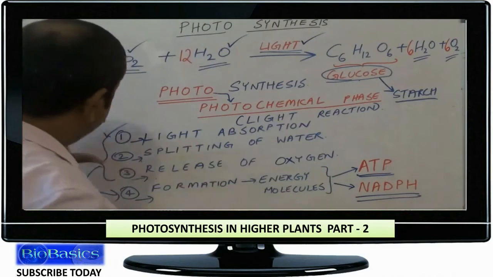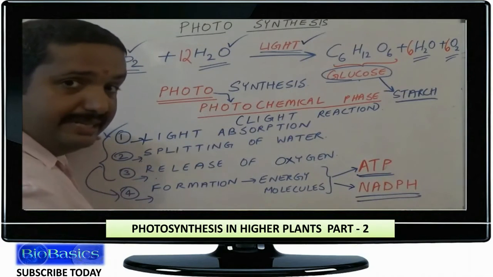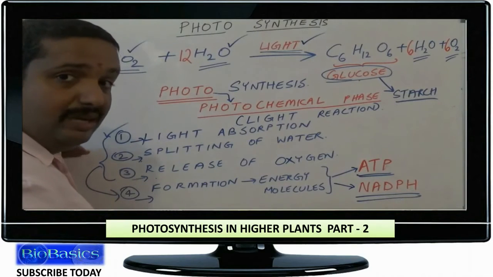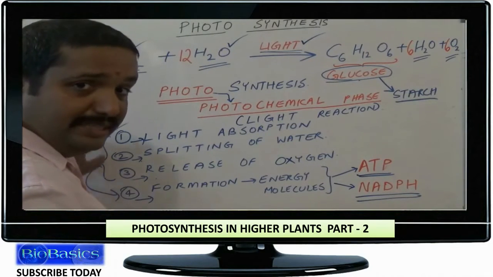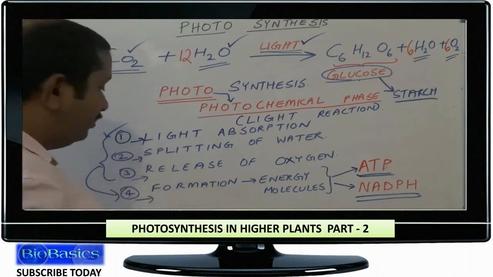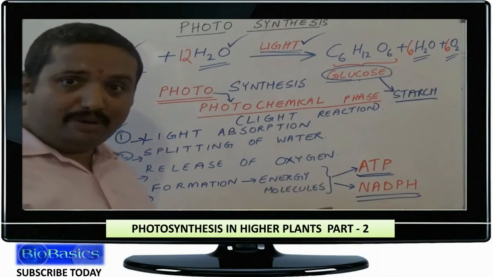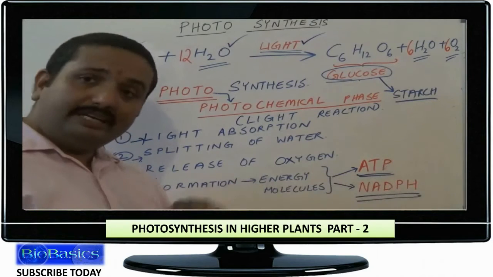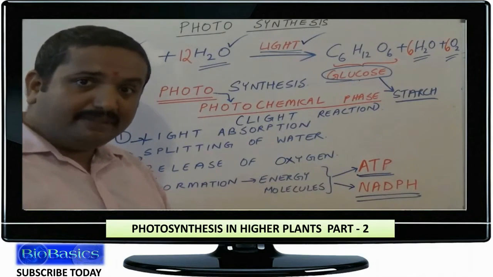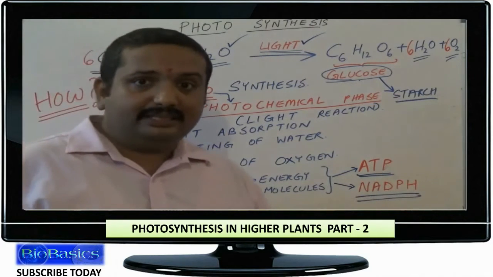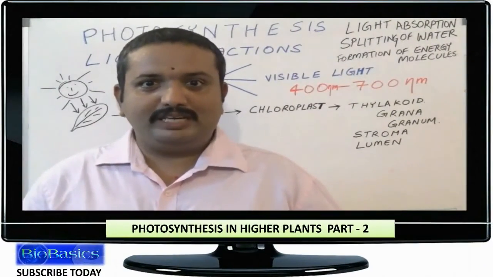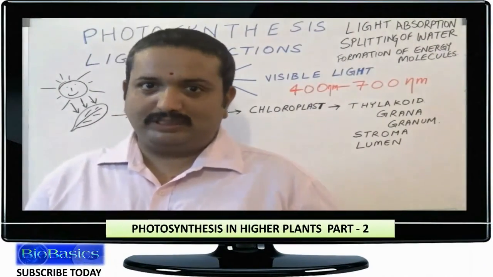There are a few steps which are very important. First, the light gets absorbed, light absorption. You also have a release of oxygen along with the splitting of water molecules here. After that, all of these will lead to the end product, which is energy molecule. There are two energy molecules of particular interest to us. They are the ATP and the NADPH energy molecules. Okay, now we are going to go into the light reactions in photosynthesis.